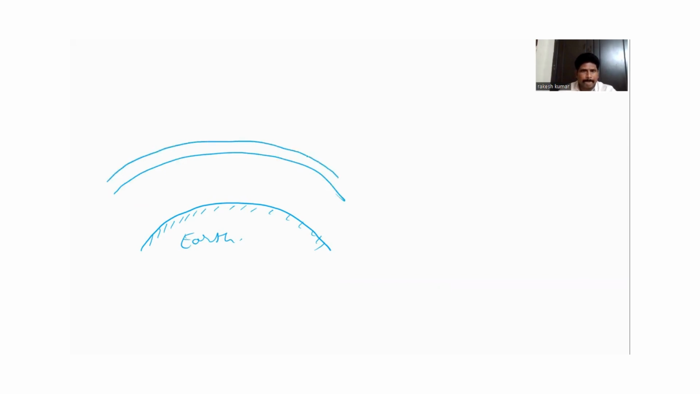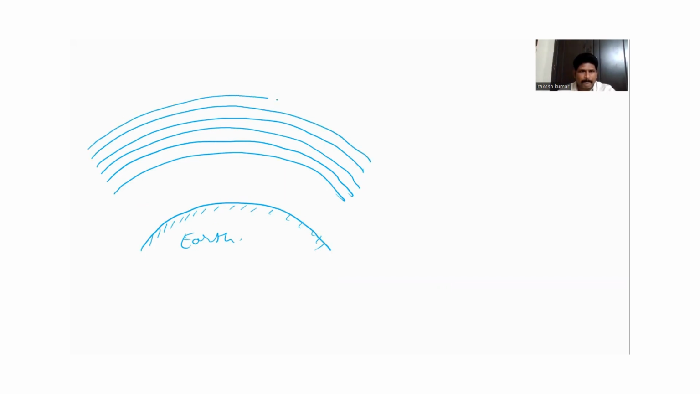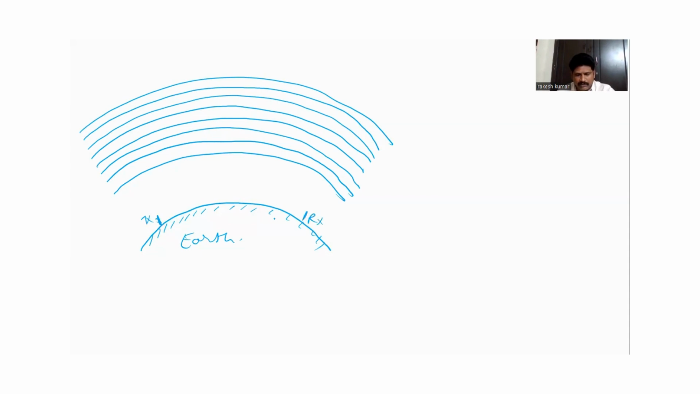Let us see here, for example, this is my earth surface, and these are the various layers of ionosphere. For example, this is my transmitting antenna and this is my receiving antenna.